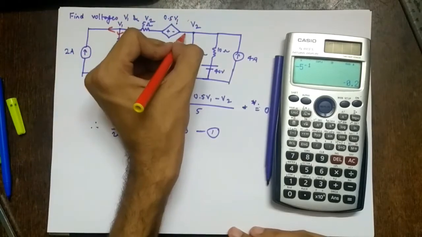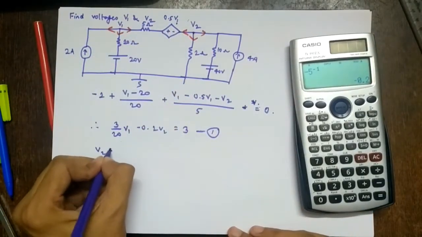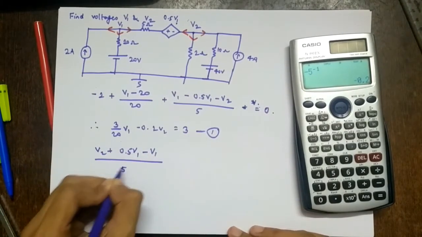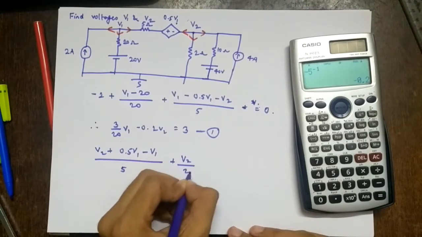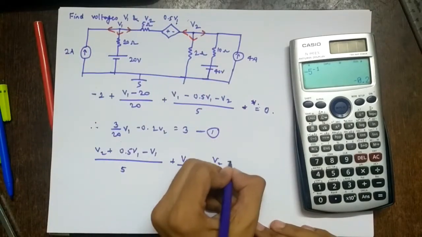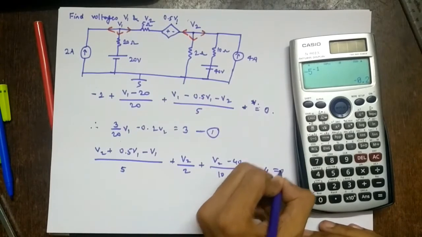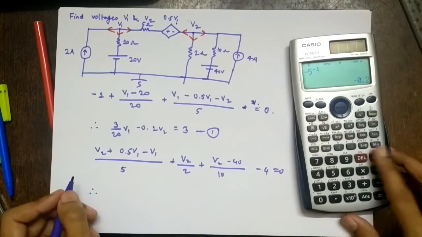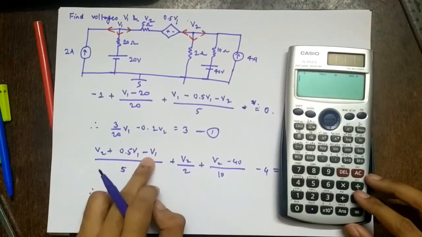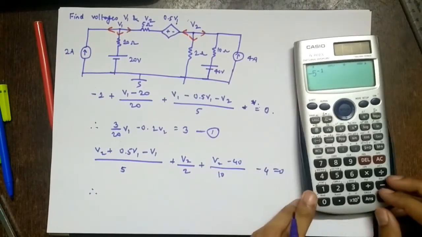So again assume all are going away. So V2 plus 0.5 V1 minus V1 upon 5 plus V2 upon 2 plus V2, what will this be? V2 minus 40 upon 10. Then this is in negative direction, so minus 4 equal to 0. So therefore collect the terms in V1: 0.5 V1 minus V1. So 0.5 minus 1 is minus 1. So I'll directly write minus 5 inverse. And that's it.